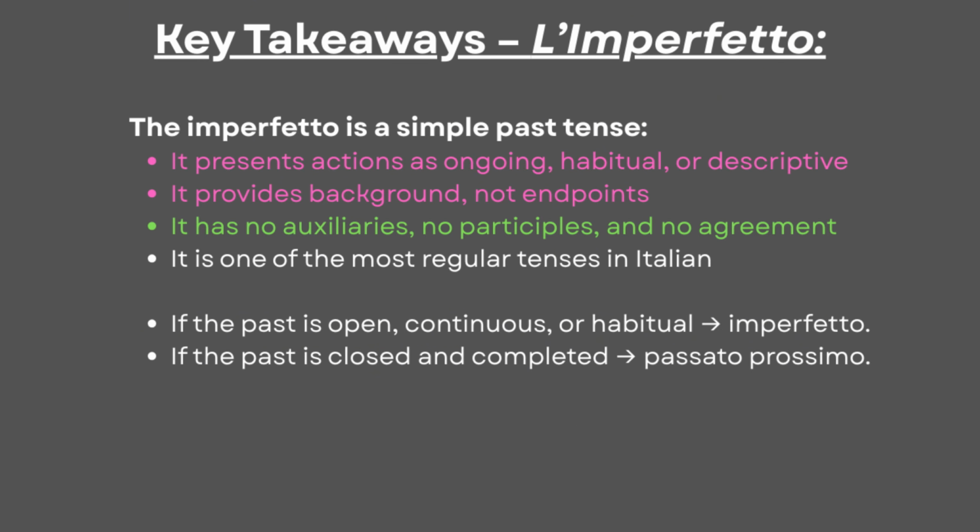Overall, this is how the imperfect past tense fully works in Italian. It's a basic tense that explains ongoing and habitual past actions with no auxiliaries, participles, or agreements, so it's a very simple tense in Italian.